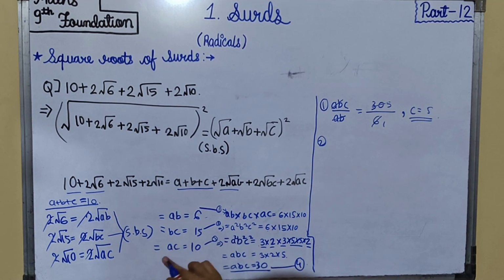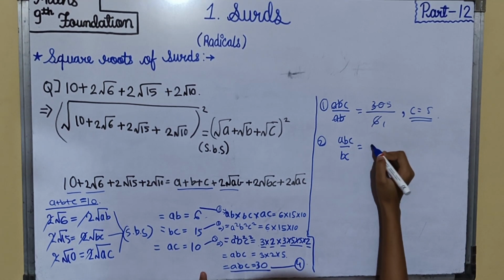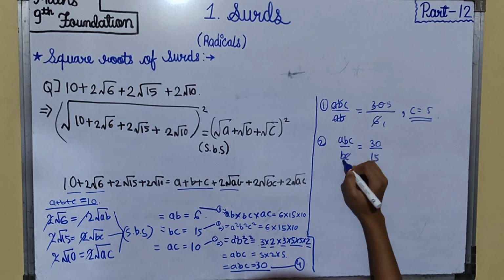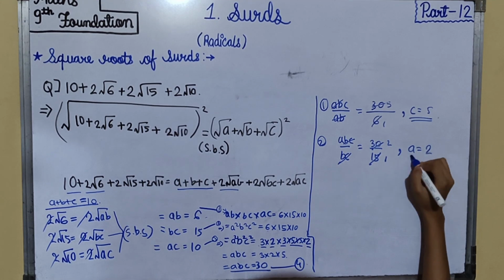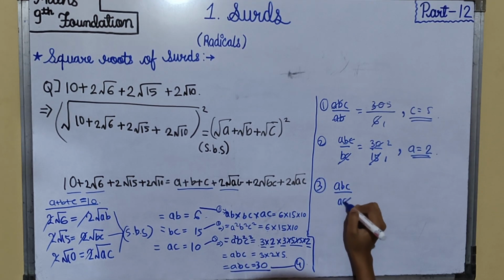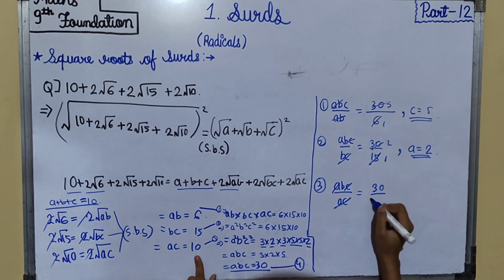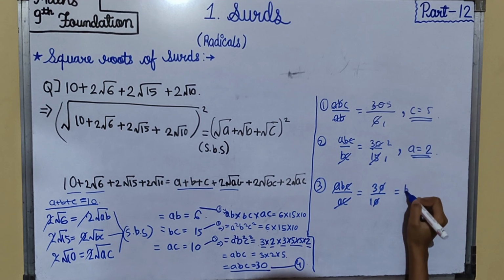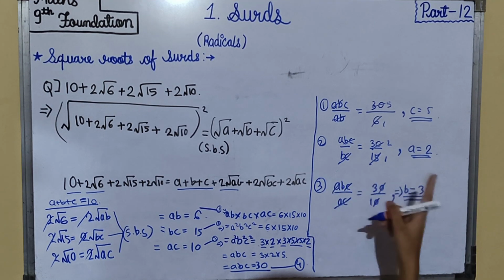Second is bc equal to 15. So abc upon bc will be equal to 30 upon 15. bc and bc will get cancelled, and 15 twos are 30. So a will be equal to 2. Third one will be abc upon ac. ac and ac will get cancelled, abc was 30 and ac was 10. So b will be equal to 3.